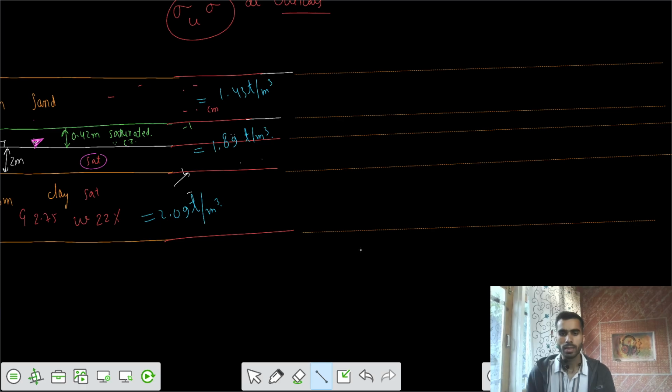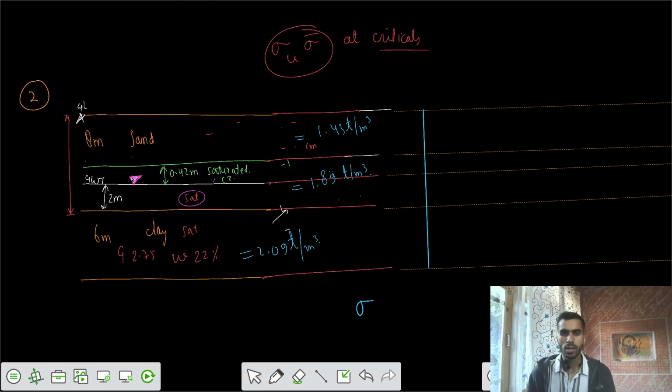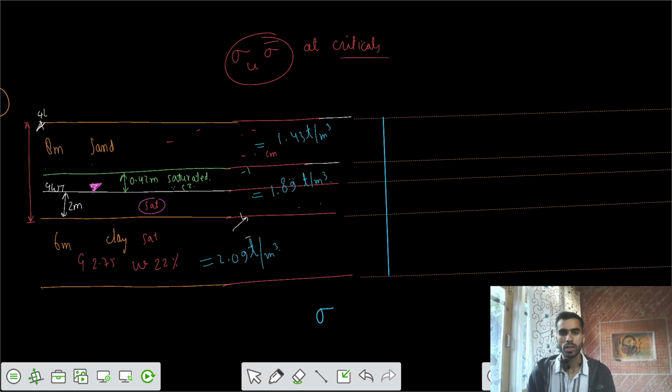Go for the first one, that is total stress. So this is your total stress distribution diagram, sigma. Is there any surcharge at the top, at the ground level? I would say no surcharge is there, so your stress would be 0 at that point, because there is no weight above, so total stress is 0.